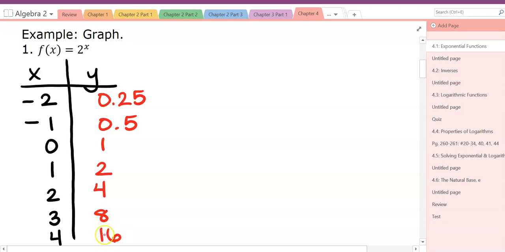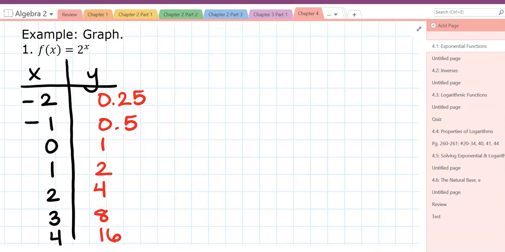Notice how they're starting to grow. Like if I did 2 to the 5th power, that would jump up to 32, which I don't have room on my graph to do that one. So now you guys are going to graph it.